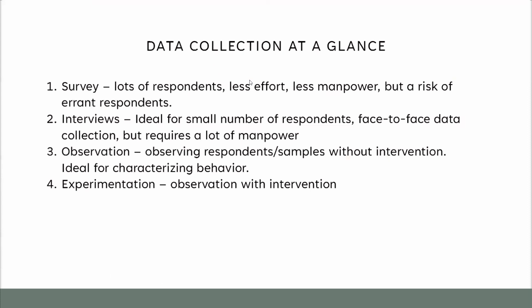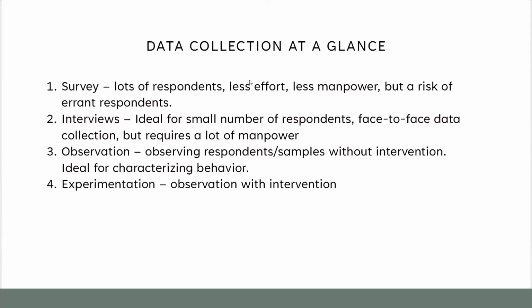This would be the last part of our discussion for today, which is the summary of the different data collection techniques or methods that we could employ. For survey, we have lots of respondents. It would require less effort, less manpower, but there are errant respondents. What would this mean? We all know that there are some respondents who will not truthfully answer our questions.